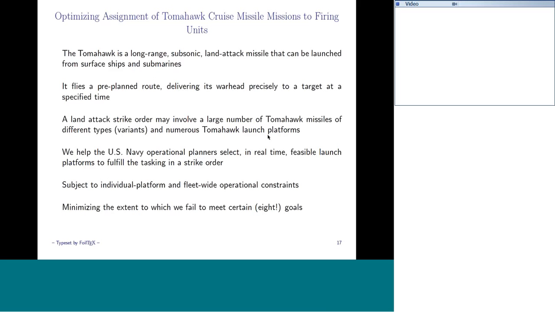So in other words, ones that would do different types of damage or that may have more precision in hitting a given target. You may also have numerous platforms at one time from which the Tomahawk missiles are launched.